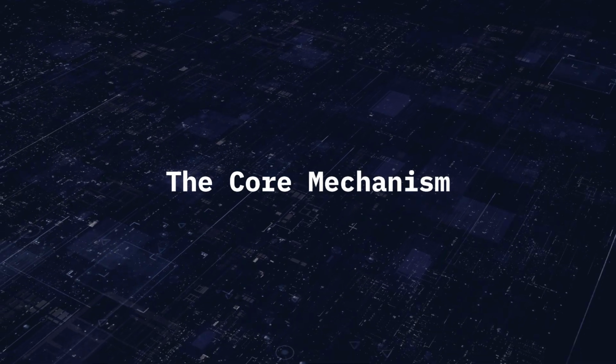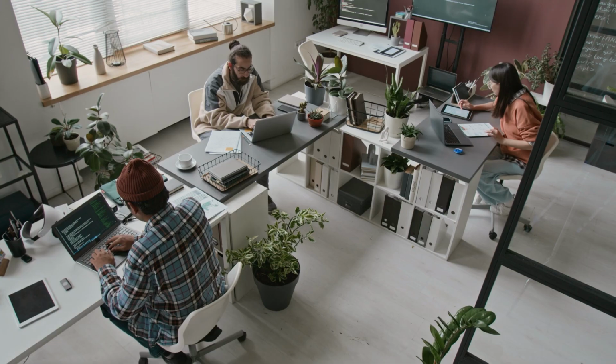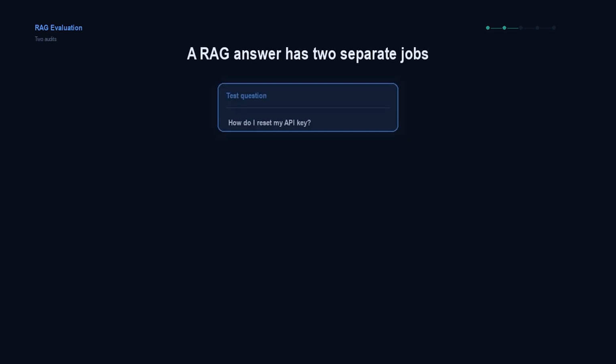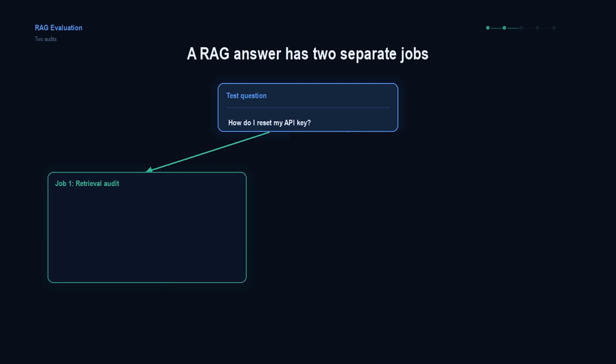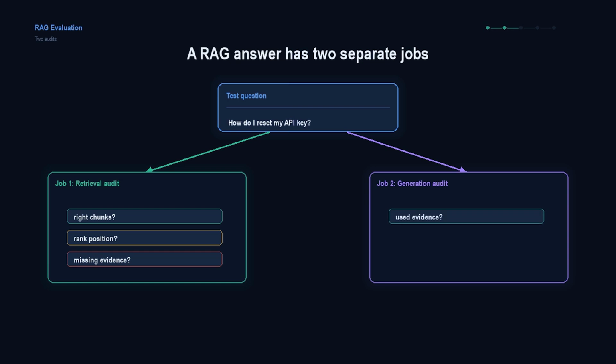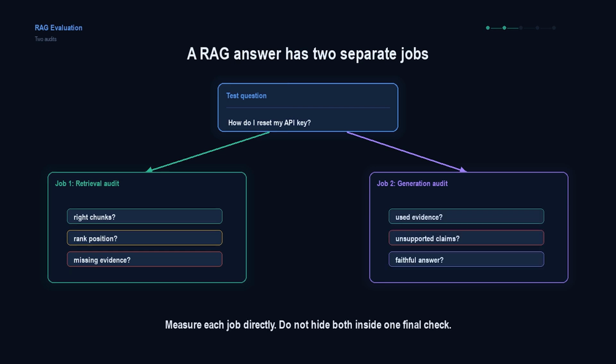Let's use one running example. A support chatbot for a software company answering the question, how do I reset my API key? The key insight in RAG evaluation is that there are two separate jobs happening, and you have to measure them separately. Job 1 is did the retrieval find the right documents, and job 2 is did the generation use those documents correctly. A RAG system can fail at either one independently. So a single end-to-end looks good check can't tell you which part is broken.